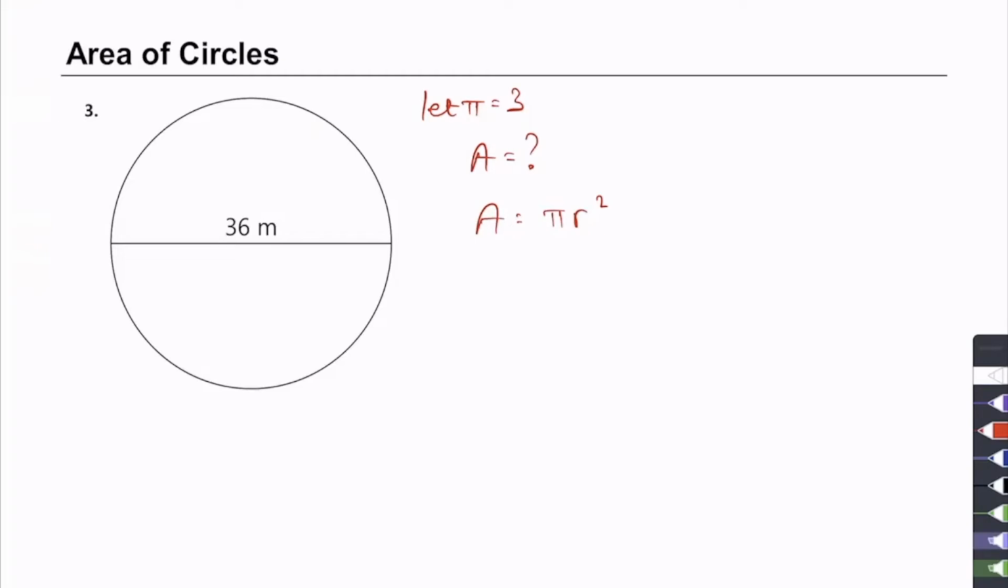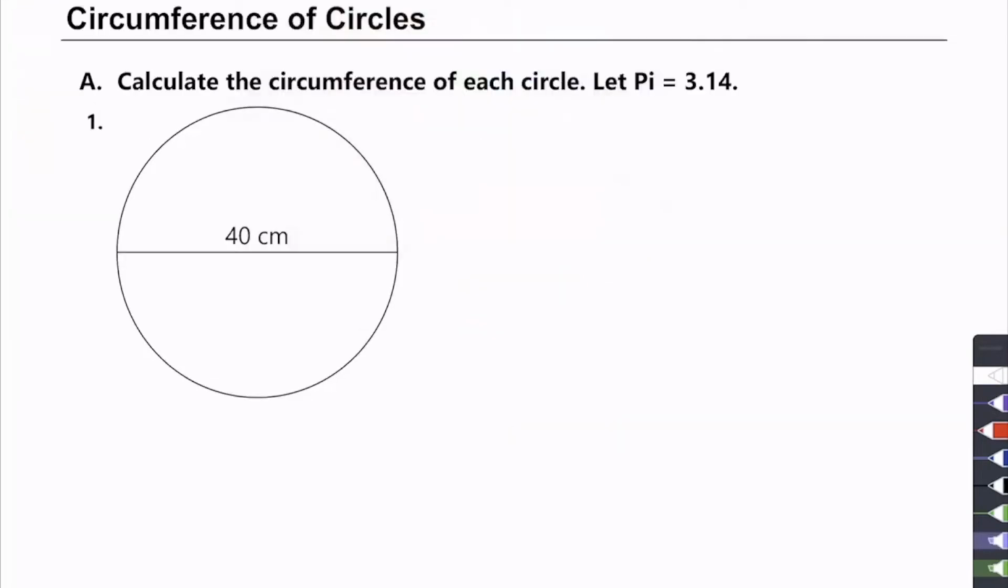How did you do? Let's have a look at the answer for this one. So the area will be pi, which is 3, times the radius. The radius is half the diameter, remember? So the diameter is 36, so the radius is 18. So we write 3 times 18 squared. That gives me 3 times, and 18 squared happens to be 324. And when we multiply that out, we get an area of 972 meters squared. Now let's move on to the circumference of circles.